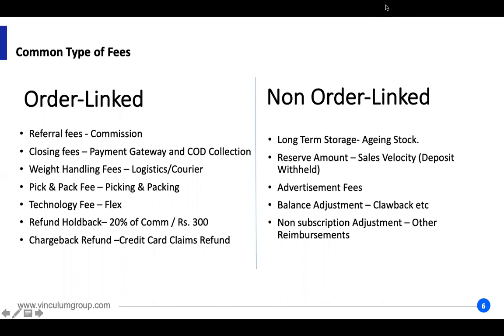One of the very common types of fees, which is not actually a fee but an amount, is called a reserve amount. The reserve amount is a portion of the payments that has been credited to you, but Amazon keeps it on hold, because they do not know the sales velocity, how fast you will be driving sales in the next 2 months, 3 months, or in every payment cycle. Let's say I'm a new seller, and I start selling thousands of pieces of my products in the first week itself. Amazon would not know how much of it would be refunded back, how many claims would come from customers.